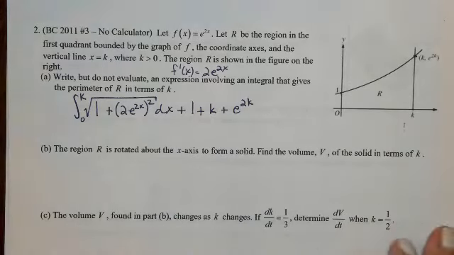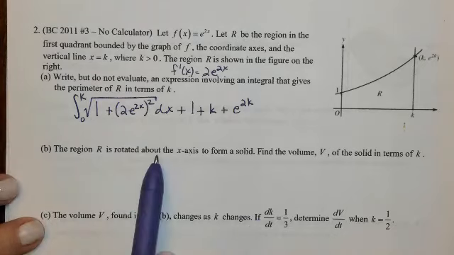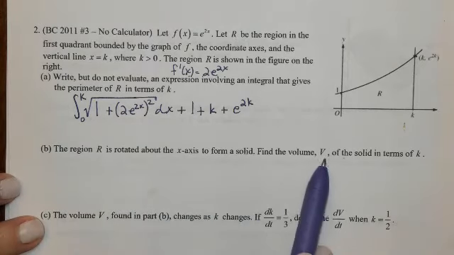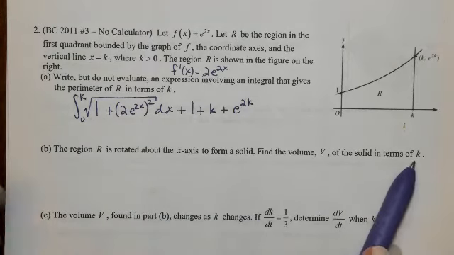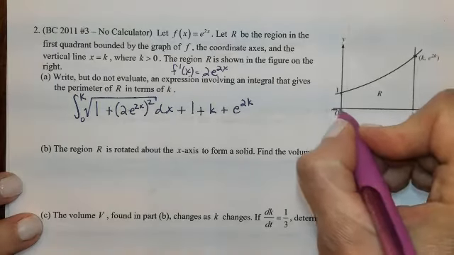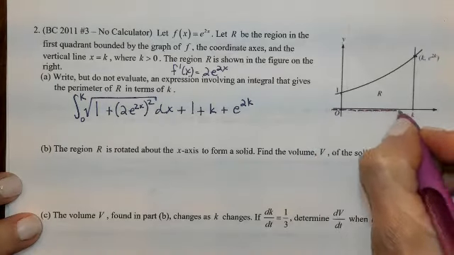Let's go to part B. The region R is rotated now about the x-axis to form a solid. Find the volume V of the solid in terms of k. So we are going to take our region and rotate it around the x-axis.